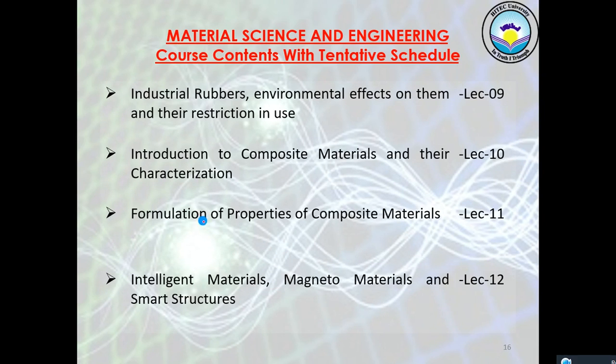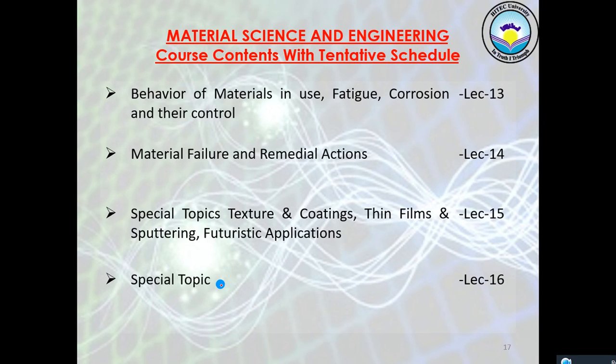In lecture 9 we will go with industrial robots, environmental effects on them and their restrictions in use. In the 10th lecture we will go with composite materials and their characterization. In the 11th lecture we will go with the formulation and properties of composite materials. In the 12th lecture we will go with intelligent materials, magnetomaterials and smart structures. In the 13th week lecture we will go with the behavior of materials in use, fatigue, corrosion, erosion effects and their control. In lecture 14 we will go with material failure and remedial actions.